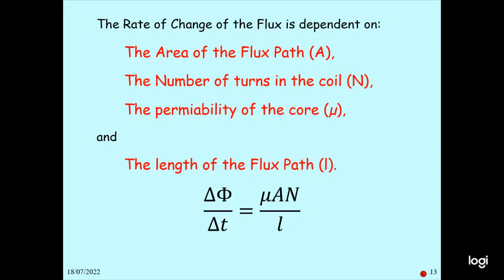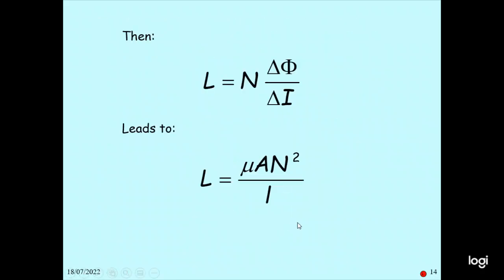In this case, del phi by del I is the rate of change of flux, mu is the permeability, A is the area of flux, N is the number of turns, and L is the length of the path. So then we can calculate L equals N into del phi by del I, which equals mu A N squared divided by L. In this case, L is the inductance, mu is the permeability, A is the area, N squared is the number of turns squared, L is the length of the path. We have to calculate the inductance of the coil of 200 turns.